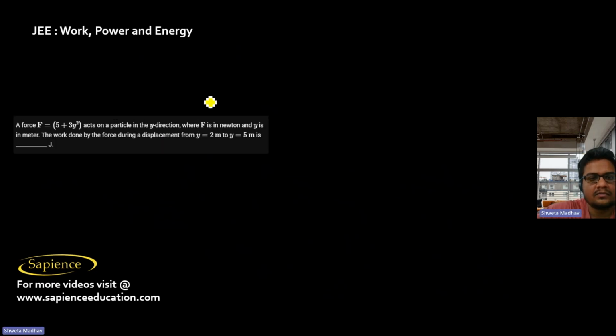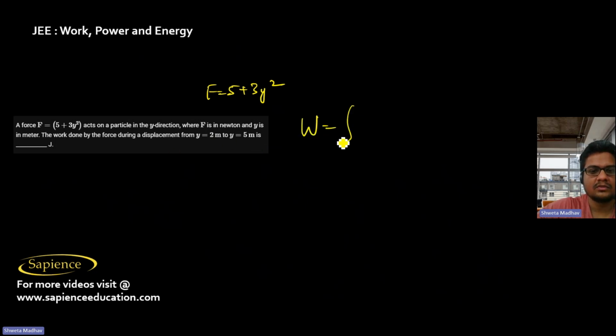And here it is told a force F, which is 5 plus 3y square, acts on a particle in the y direction where F is in Newton, y is in meter. The work done by the force during a displacement from y equal to 2 meter to y equal to 5 meter is asked. So here F is not constant, so I can say work done will be integral Fy dy from y initial to y final.